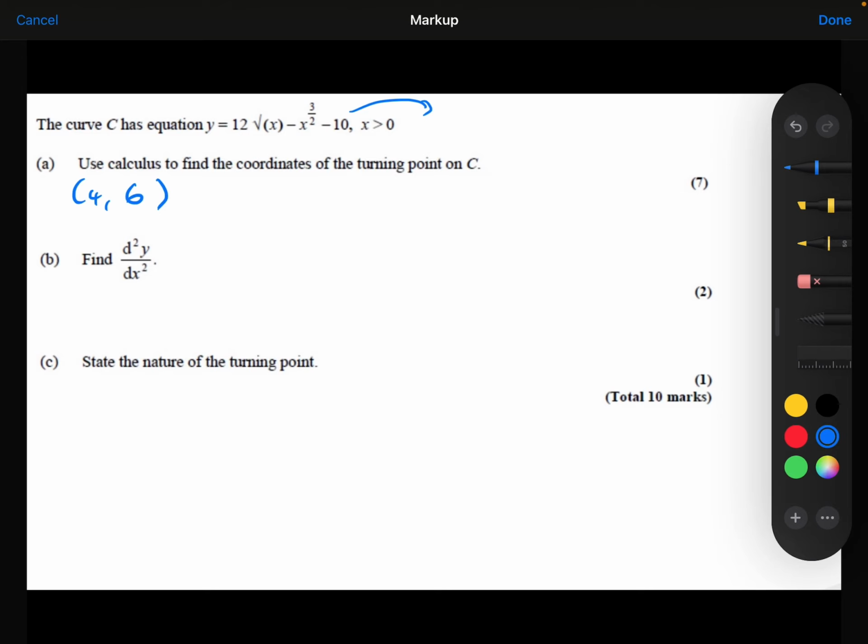Part B. Find d2y by dx squared. So this is telling me to differentiate for the second time. When I differentiated for the first time, literally a couple of seconds ago, when I differentiated all of this, I got 6x to the power of minus a half minus 3 over 2x to the power of 1/2. That's what I got literally about 30 seconds ago. So we're going to differentiate that for the second time.